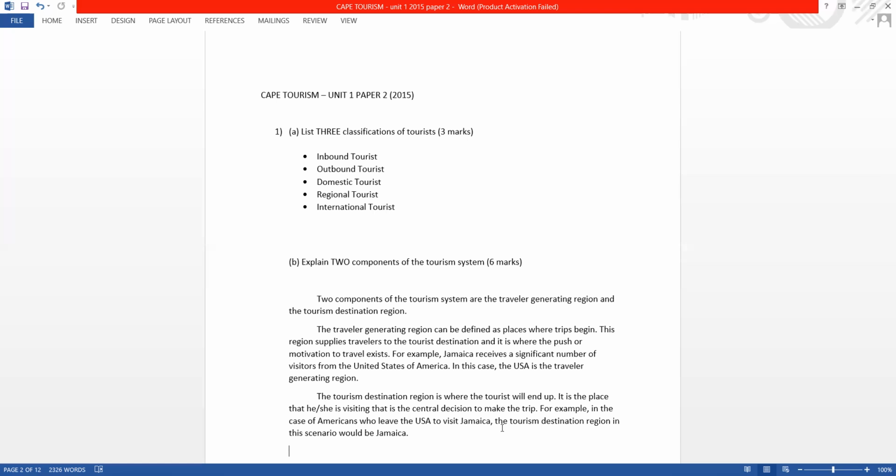The second one that I mentioned is the tourism destination region. And this is where the tourist will end up. So it is the place that he or she is visiting that is the central decision to make the trip. For example, in the case of Americans who leave the USA to visit Jamaica, the tourism destination region in this scenario would be Jamaica. So they leave the USA to visit Jamaica. So their destination would be Jamaica. Right? So those are 2 components of the tourism system.